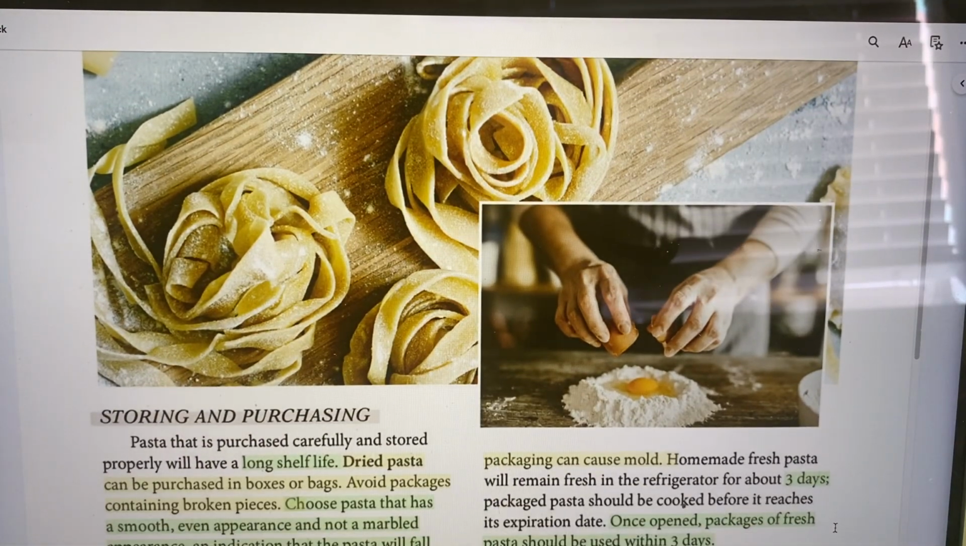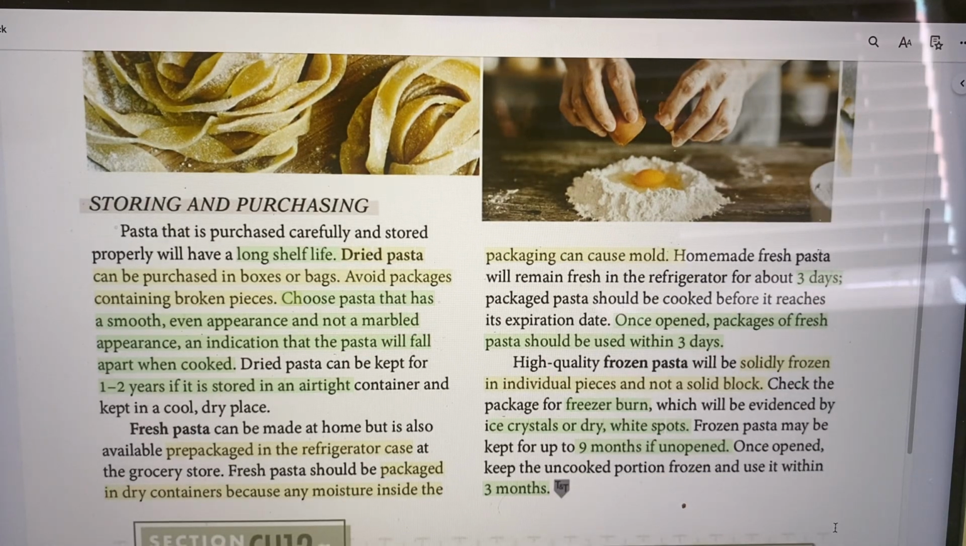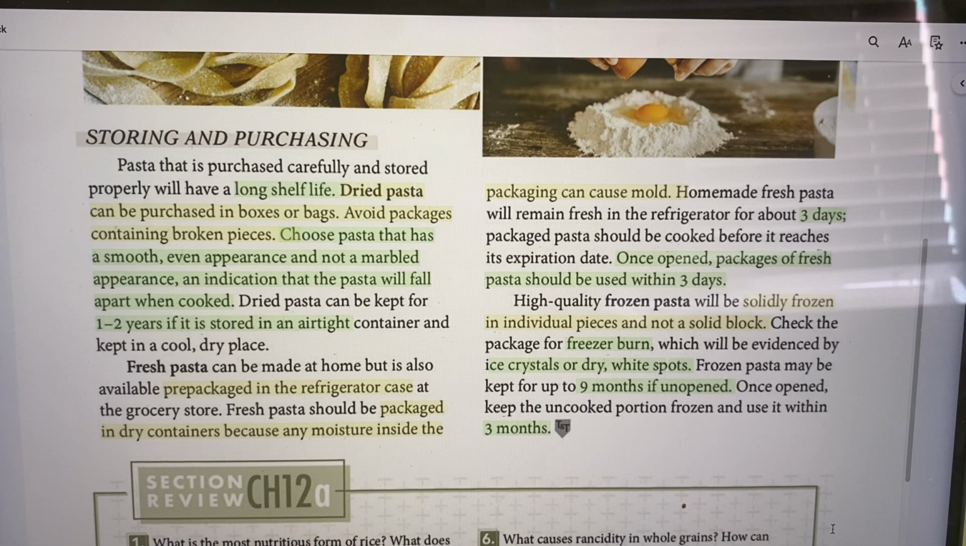So pasta that is purchased carefully and stored properly will have a long shelf life. You can keep it for a long time. Dried pasta can be purchased in boxes or bags, but always avoid pasta that has broken pieces in it. You don't want to take that. Choose pasta that has a smooth, even appearance and not a marbled appearance. If it has a marbled appearance, maybe old pasta. Dried pasta can be kept for 1 to 2 years if it's stored in an airtight container and kept in a cool, dry place, like a pantry.